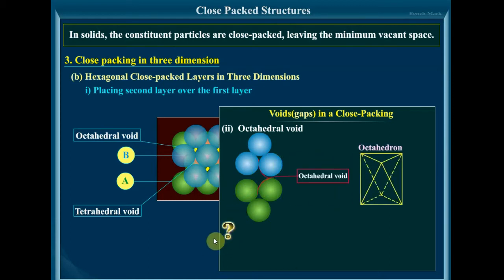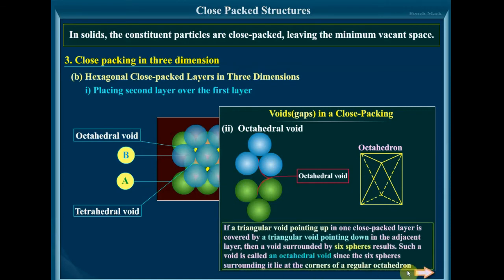If a triangular void pointing up in one close-packed layer is covered by a triangular void pointing down in the adjacent layer, then a void surrounded by 6 spheres results. Such a void is called an octahedral void, since the 6 spheres surrounding it lie at the corners of a regular octahedron.